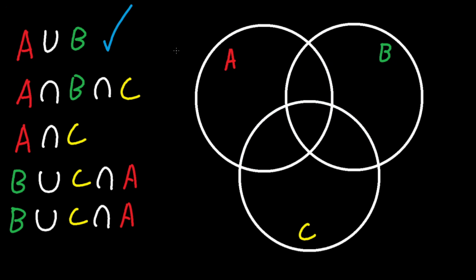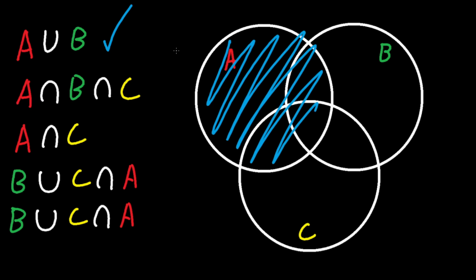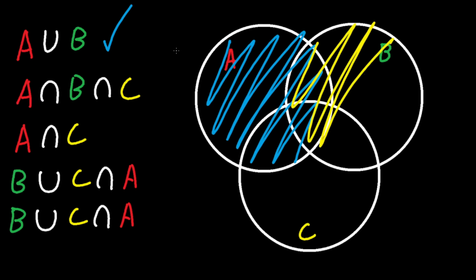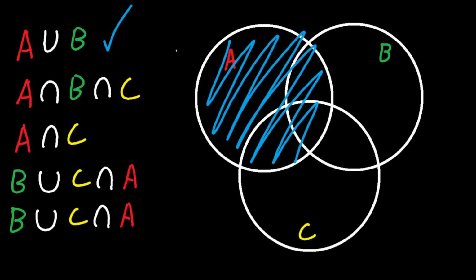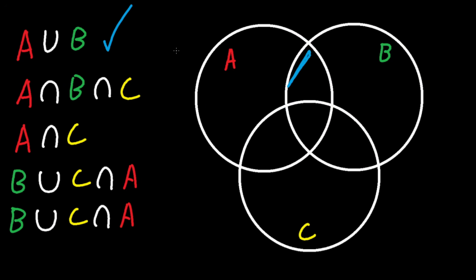Put a check mark next to that. We are done with that. What about the intersection between A, B, and C? Well, we can find the intersection between A and B first. So this is A, and this is B. Where do they intersect? Well, they intersect right around here. So let's shade this in for now.